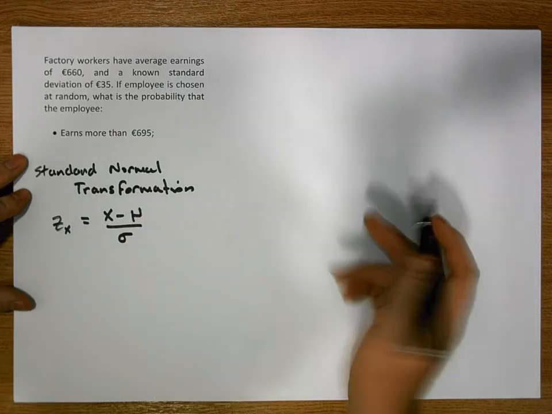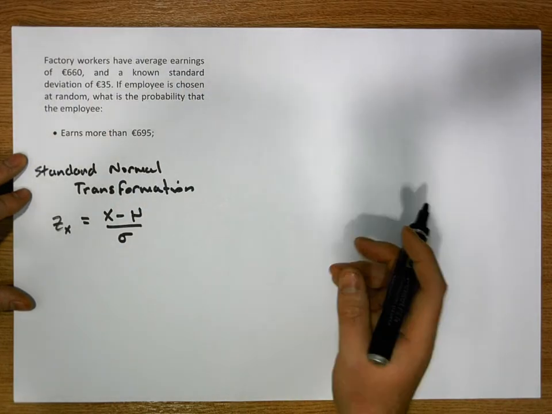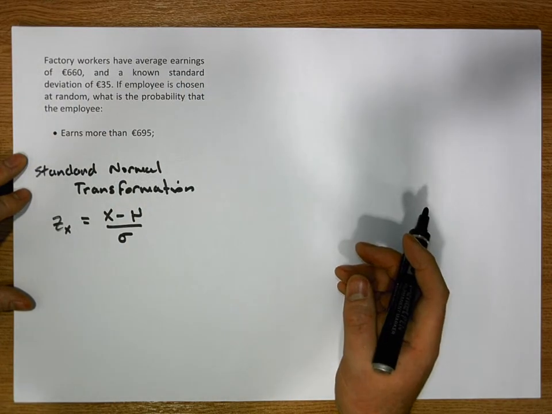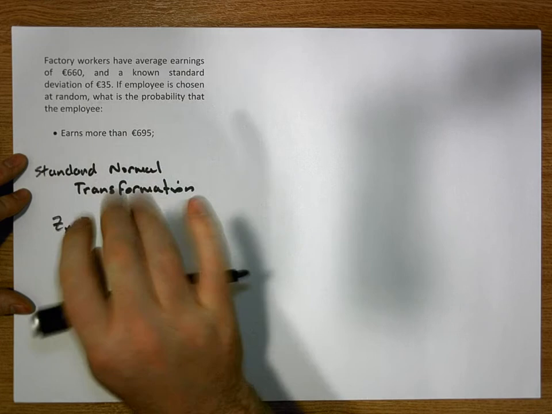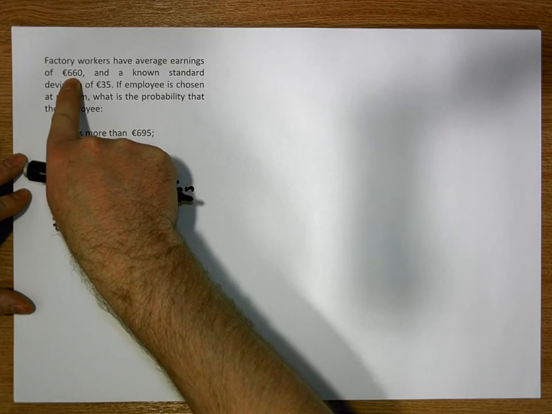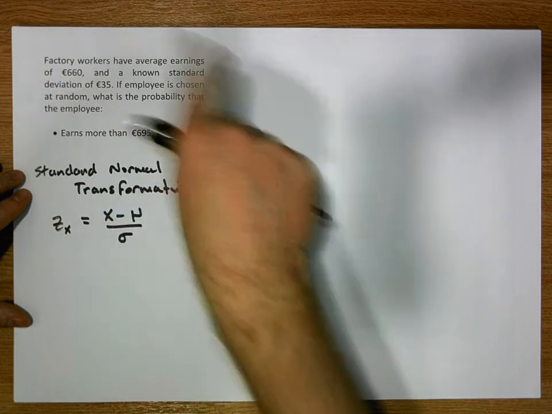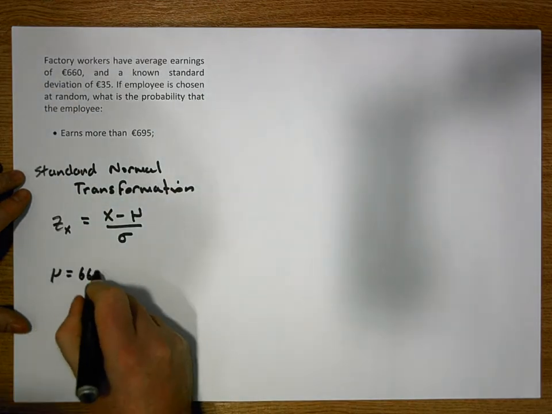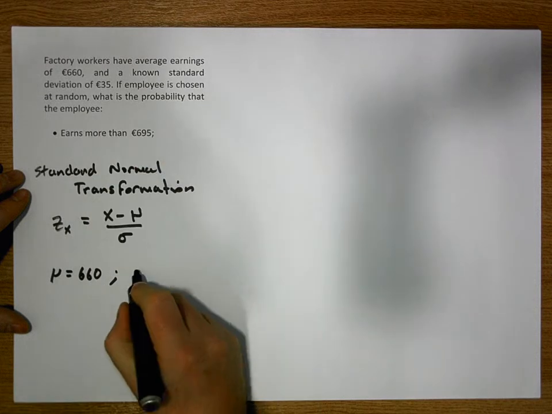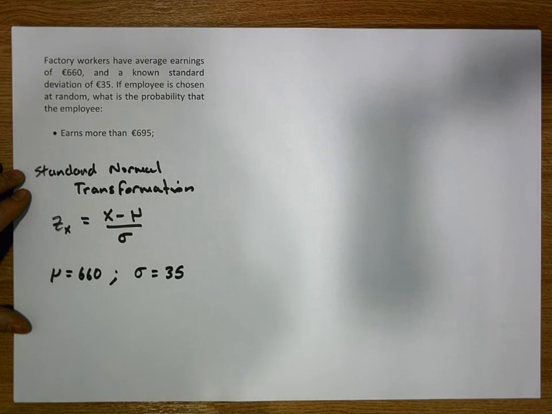The first thing we'll always do is try to understand the population we're dealing with, and to do that we should identify the population parameters. In this situation the two parameters are the population mean, which is €660, and the population standard deviation, which is €35. So the population mean mu is equal to €660, and the population standard deviation sigma is equal to €35.